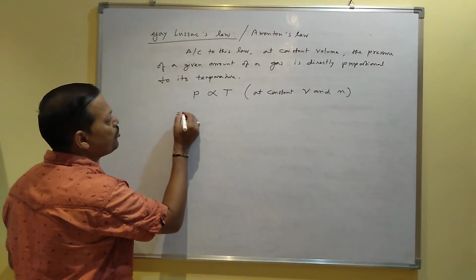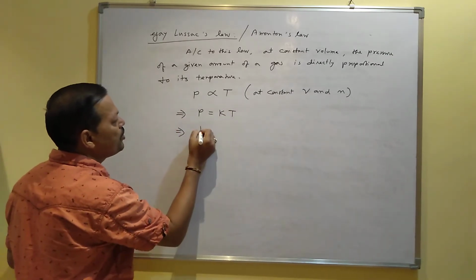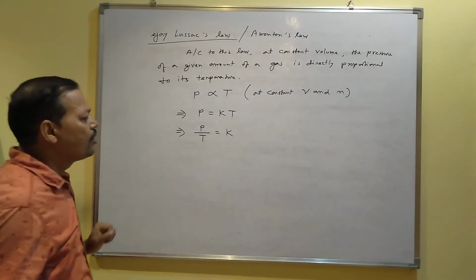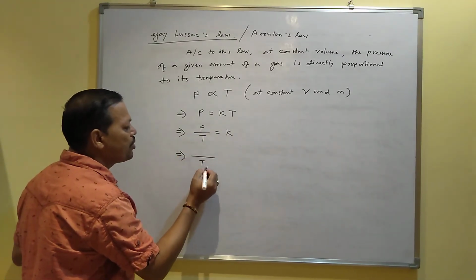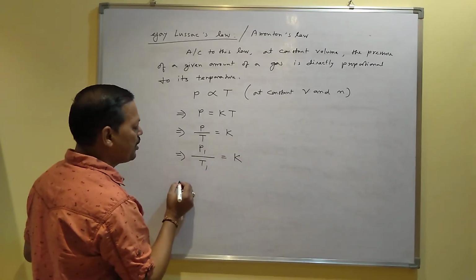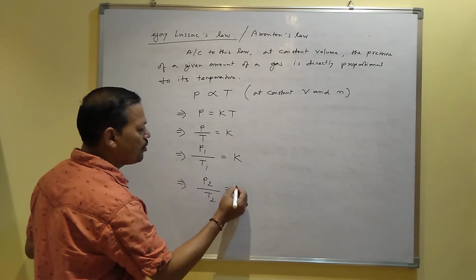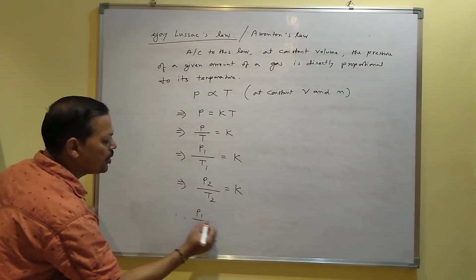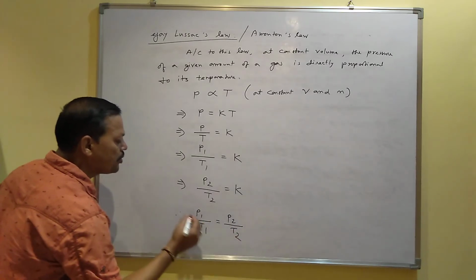So when you remove the proportional sign, a constant will come. You can write P equals kT, or if you do P by T, then you will get a constant. I mean pressure by temperature always remains constant. So if you change the temperature from T to T1, pressure also changes from P to P1, but the value of K will remain the same. Similarly, if you change P1 to P2, T1 to T2, it also remains the same. That means you can write P1 by T1 is equal to P2 by T2.